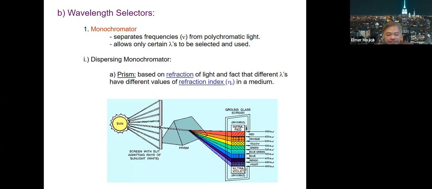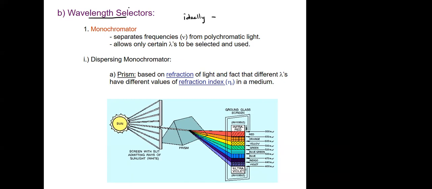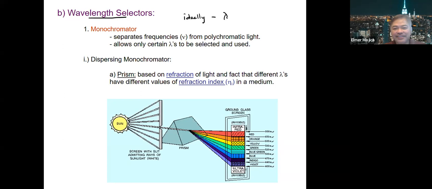Now what's the next one? The wavelength selectors. Ideally, what do you want the wavelength selector output to be? From the name itself, an ideal monochromator, you want the output to be monochrome, just a single type of frequency. You want it to be just a single wavelength, ideally, right?